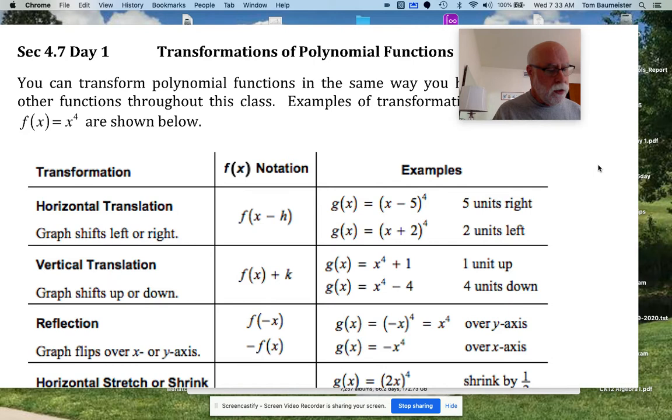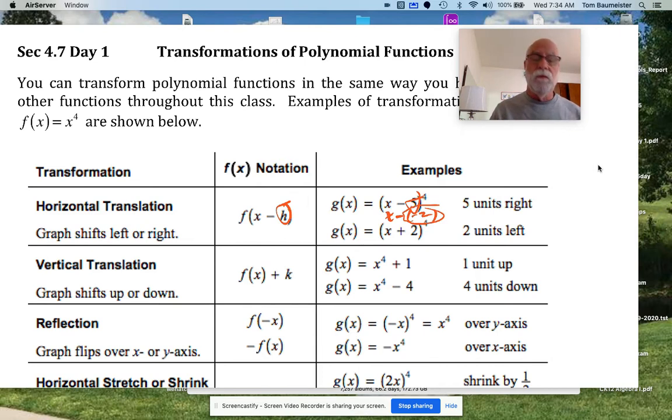All right, so you can transform polynomial functions in the same way you have transformed other functions throughout this class. We have done this a couple of times. Again, remember, with the horizontal translation, it's x minus h, so our h is going to be 5 units right on our example, because h is equal to 5. On this one here, remember, it's x minus a negative 2. So our h is negative 2, so that would make it left.